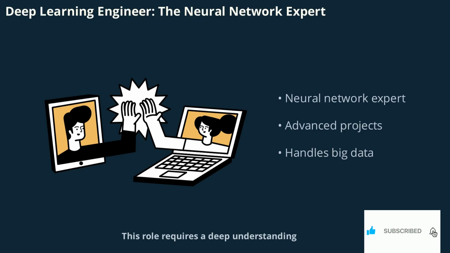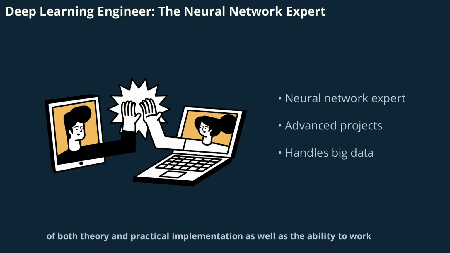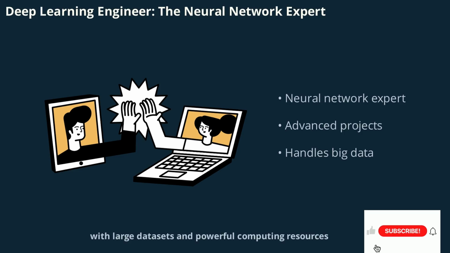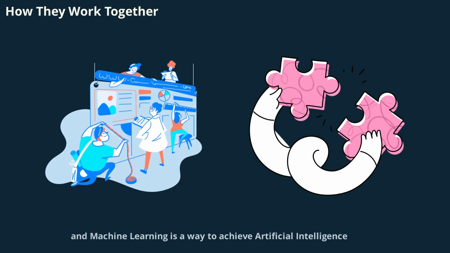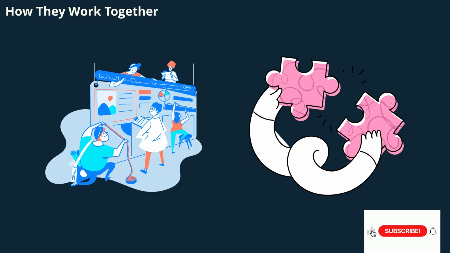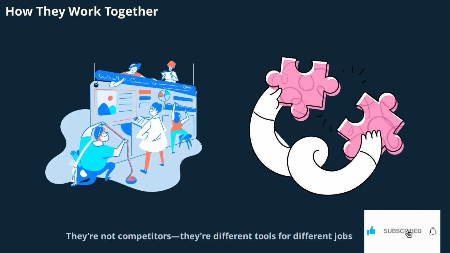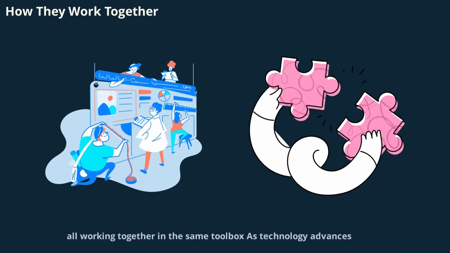This role requires a deep understanding of both theory and practical implementation, as well as the ability to work with large datasets and powerful computing resources. It's important to remember that deep learning is a type of machine learning, and machine learning is a way to achieve artificial intelligence. They're not competitors, they're different tools for different jobs, all working together in the same toolbox.